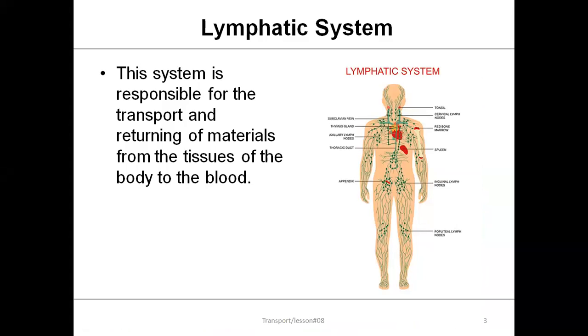The lymphatic system, what is it? It is responsible for transport and returning of materials from the tissues of the body to the blood. We have the lymphatic system spread all over the body, and we have aggregates and collections which are known as lymph nodes. This lymphatic system has vessels, capillaries, and lacteals at different parts of the body. It plays a major role in immune system maintenance also.